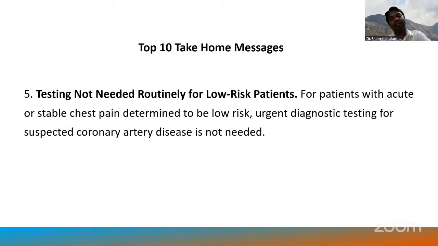But if you get a patient with a low risk score, suppose I am getting a 40 year old, non-diabetic, non-hypertensive male, he now falls in the low risk group. And if his pain is not typical, then we need not undergo any kind of test in this patient. It is said that even an ECG is not required if you think that the pain is not typical at all.